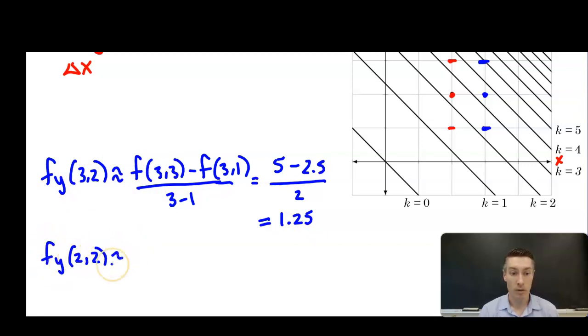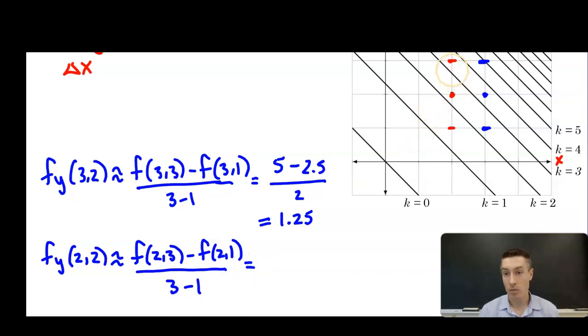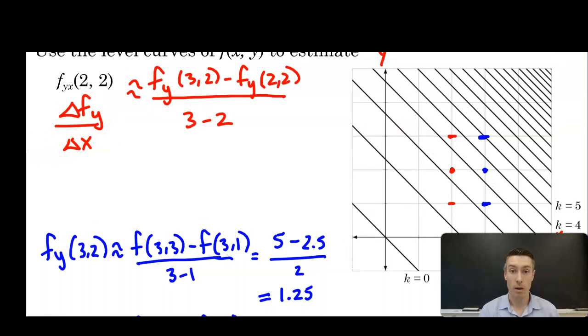And now at 2, 2, we're going to use 2, 3 and 2, 1 over 3 minus 1. So that's going to be between 3 and 4, so 3.5. And then between 1 and 2, so 1.5, over 2, which is 2 over 2, which is 1. So this is great practice with estimating the first order partial derivative from a table or a level curve as well. Now that we have those estimates, we use those up here.